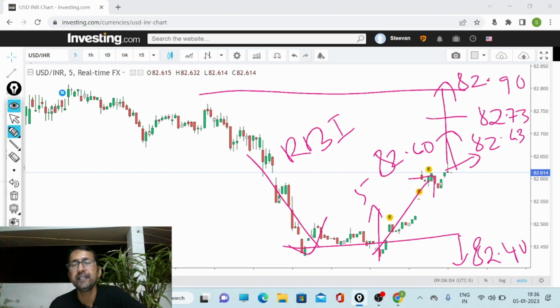And there were many data points in the USA. Initial jobless claims were practically good, but even then the US markets are trading negative. And tomorrow, even our markets have a chance of trading lower since the global equity markets are all selling off because of the global slowdown.